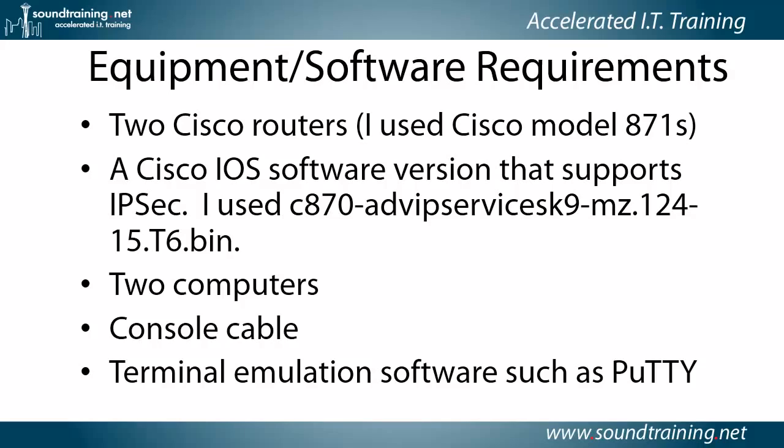You'll also need a Cisco iOS software version that supports IPsec. As I mentioned, I'm using a pair of 871s that have the Advanced IP Services feature set. But the main thing is just to make sure that your iOS version supports IPsec. You'll need a couple of computers, a console cable, and terminal emulation software, of course, if you're working with routers. The one that I'm using is PuTTY.